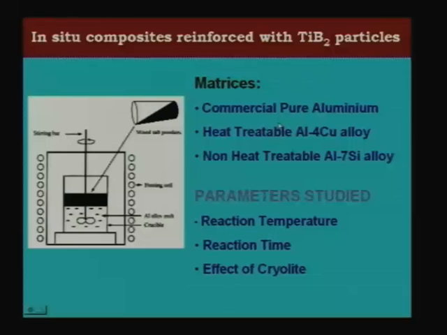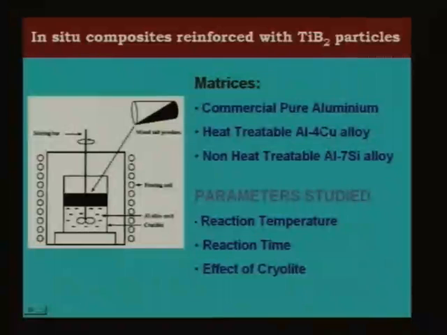If you look at aluminum TiB2, people have tried to make composites with pure aluminum as a matrix, aluminum copper as a matrix, or aluminum silicon as a matrix. The advantage of taking aluminum copper as a matrix is that you can have precipitation strengthening also, in addition to the reinforcement particles that you are adding. So, one can have a combined effect of both the precipitates and the reinforcements. As a result, if you take aluminum 4 copper alloy and add the TiB2 particles, one can achieve much better strengthening when compared to pure aluminum.